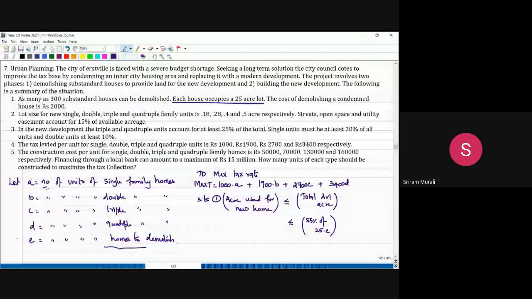Where one story building will occupy 18% of A. This is 0.28 B. This is 0.4 C. The last one is 0.5 D. All added together, it should be within this. Have you understood this problem? I mean, have you understood this constraint? I am talking to you. Have you understood?